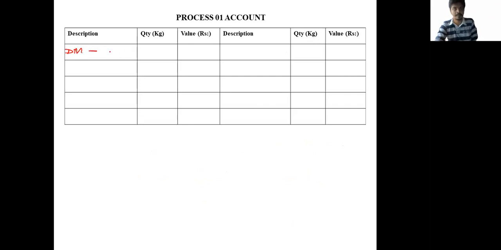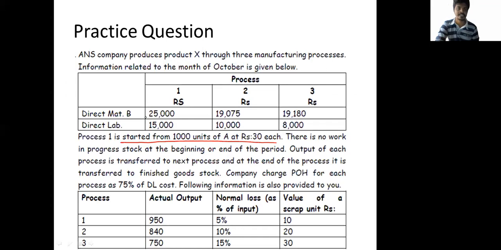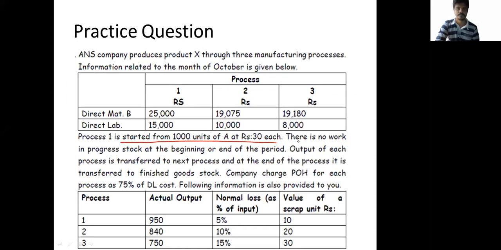There are two types of direct materials. First one is direct material A. The quantity has been given, 1000 at 30 each, that means the value is 30,000. Then there is direct material B. We have not been given the number of units, but 25,000 is the cost in case of process 1. Then there is no work in progress.